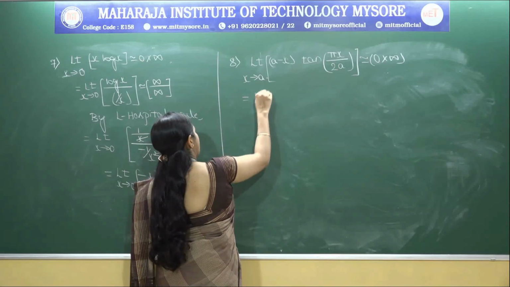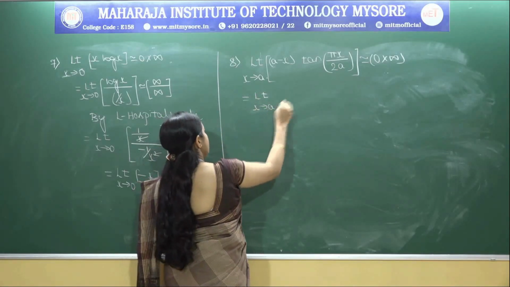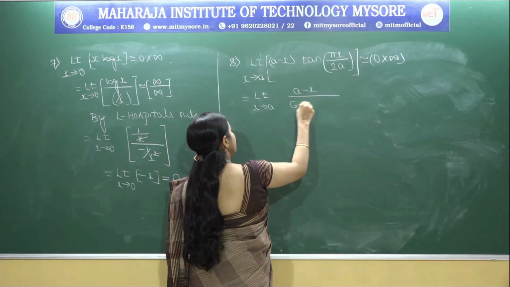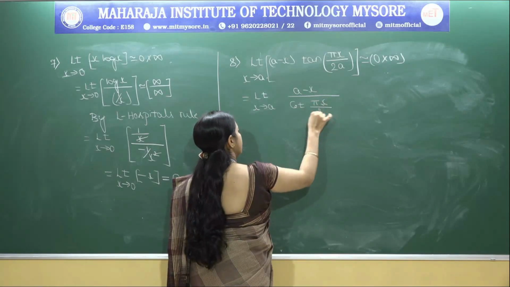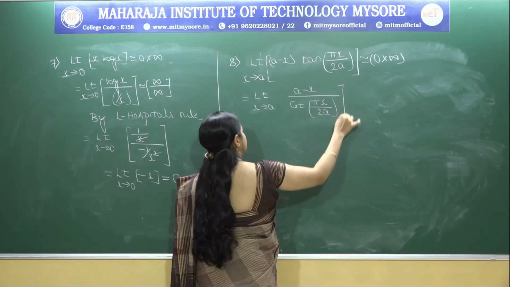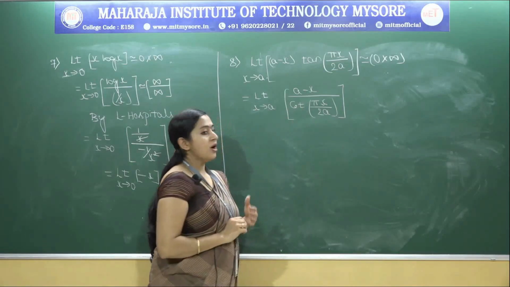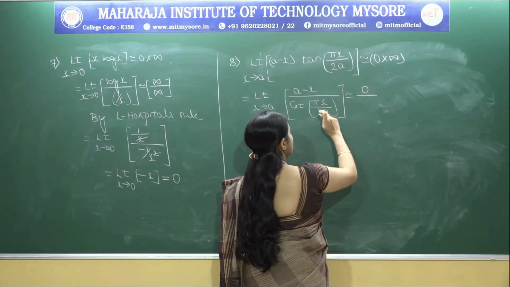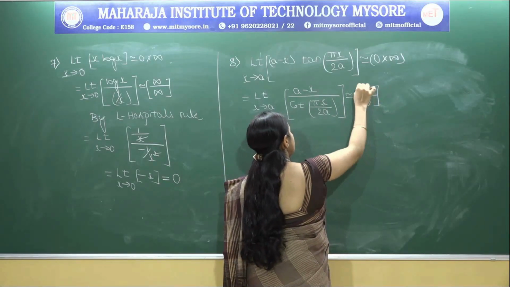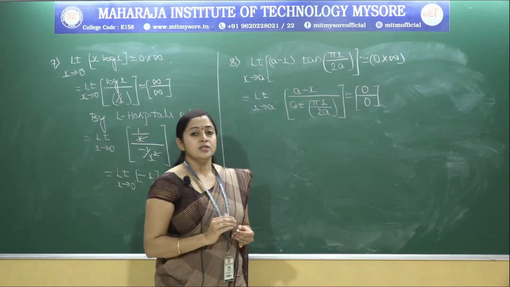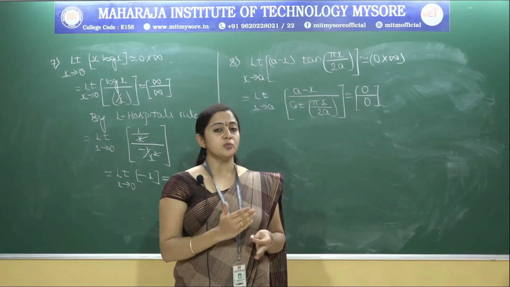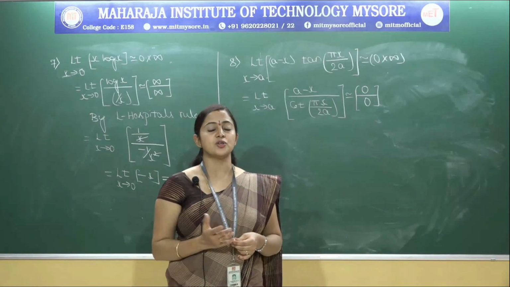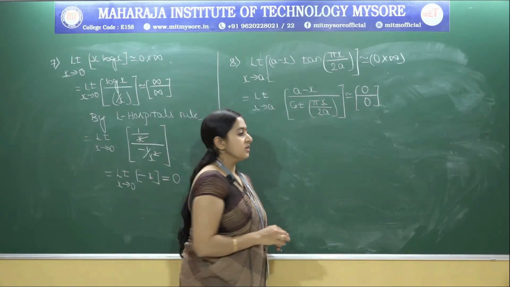So the limit as x tends to a, keep the a minus x as it is, write the tan x to the denominator, you will get cot pi x divided by 2a. If you apply the limit, the numerator a minus a will get 0, denominator cot pi by 2 is 0. So rewrite the problem, you will get the term 0 by 0, that is, the problem tends to 0 by 0 form. You can apply the L'Hospital rule.